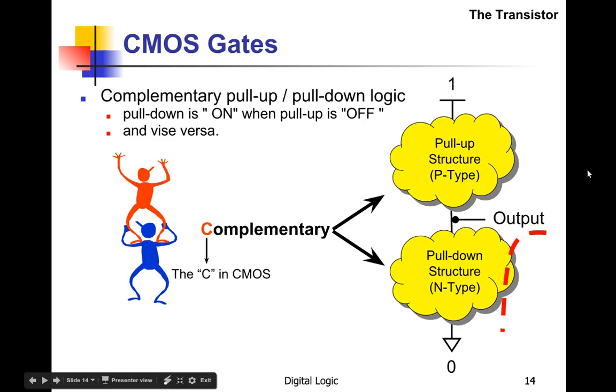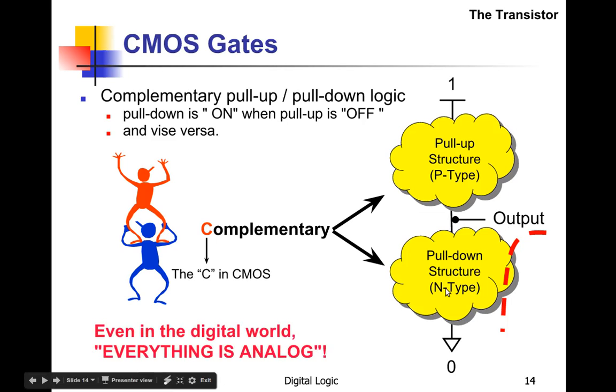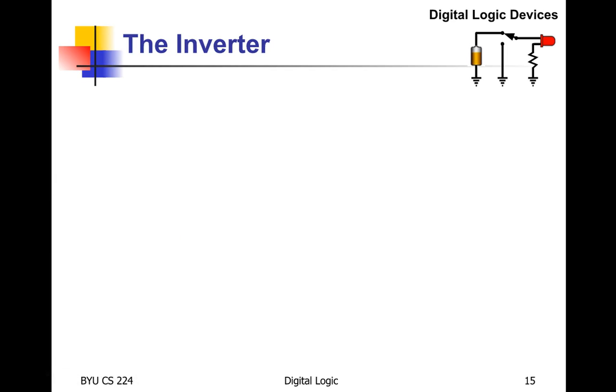Either this switch is closed on the bottom, or the switch on the top is closed. Okay, so let's look at the inverter here. The inverter basically, if you put a 1 in, it gives you a 0 out, and those kind of ideas. Okay, so let's look and see what happens here.